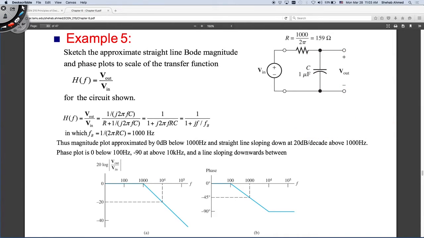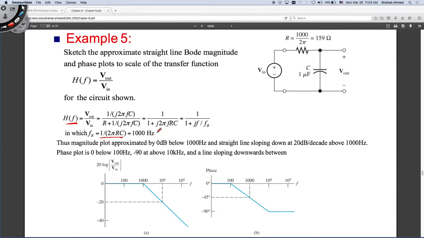So I just wanted you to easily see, without even having to memorize, this is here, this is here. If you look at it, you should understand why this is the case. Okay, next example. You're given an example here of a low pass filter, and we derived the transfer function for the low pass filter before. It was 1 over 1 plus j f over fb, where fb was equal to 1 over 2 pi RC. Sketch the approximate straight line Bode magnitude and phase plots to scale of the transfer function.